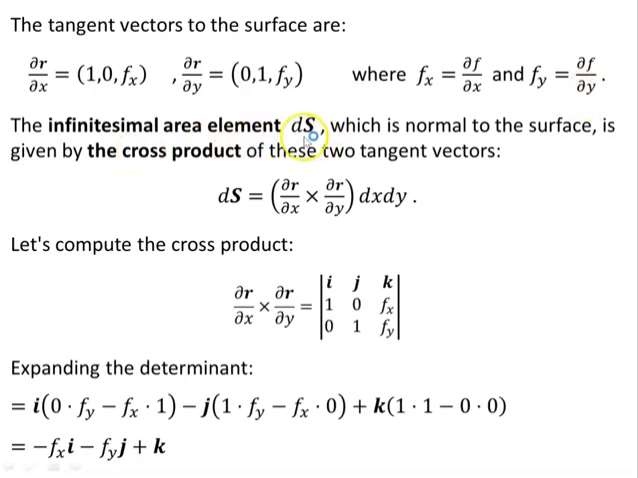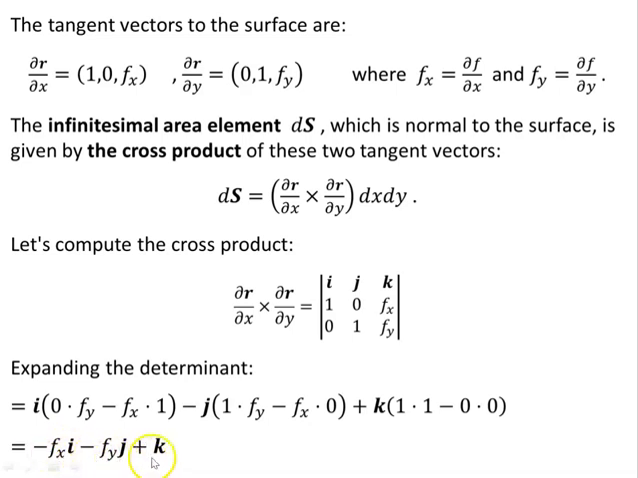The infinitesimal area element dS, which is normal to the surface, is given by the cross product of these two tangent vectors. So dS becomes partial r, partial x crossed with partial r, partial y, and then the scalar areal element dx dy. So let's compute the cross product of this. I just thought I'd put this in for completion, just to make it easier for you to follow. Whatever method you've got, expanding out using Cramer's rule or adding the extra 2 columns here, you'll get this, whatever your method is.